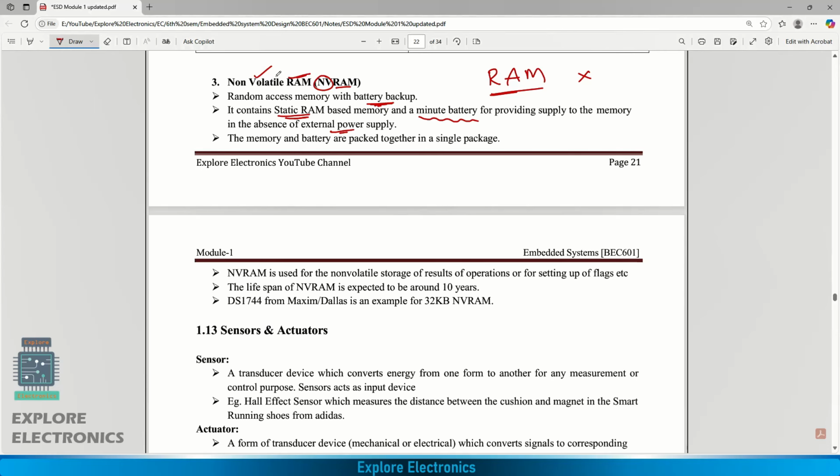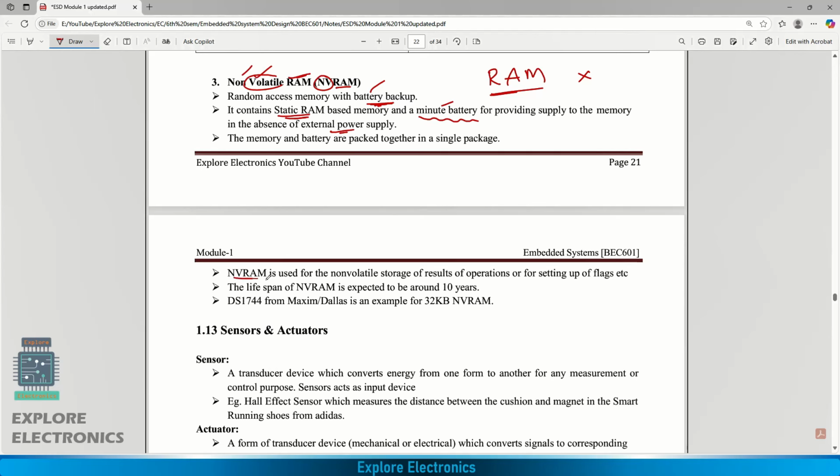So usually the RAMs are volatile, means they will lose the data. Non-volatile in the sense it will have a battery backup for a minute, and it will store the data even if the power is gone, and if it comes back within 1 minute or whatever the time duration, it can keep the data as it is.